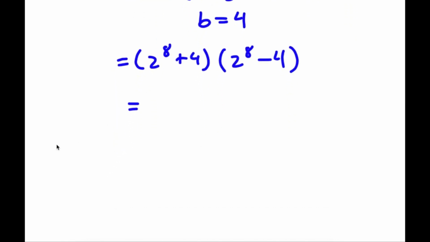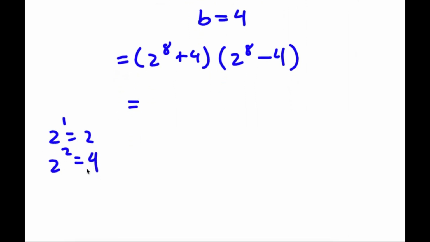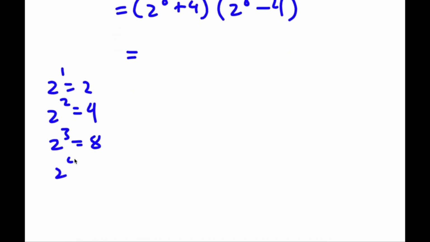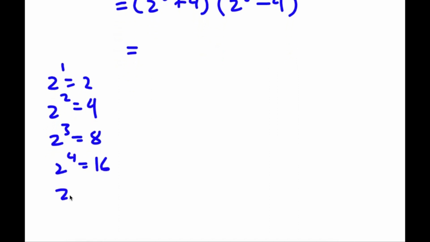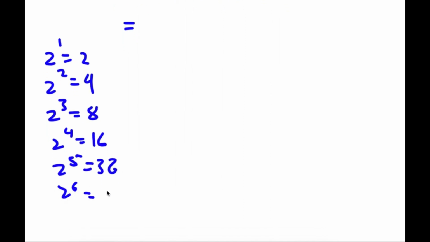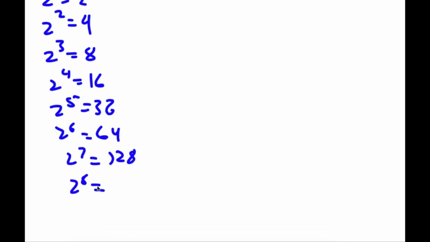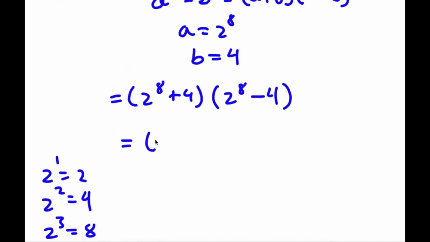Now 2 to the power of 8, well, 2 to the power of 1 is equal to 2, 2 to the power of 2 is equal to 4, 2 to the power of 3 is equal to 8. So as you can see, this just doubles. 2 to the power of 4 is double of 8, 16. 2 to the power of 5 is 32. 2 to the power of 6 is 64. 2 to the power of 7 is double of 64, which is 128. And finally, 2 to the power of 8, this is double of 128, which is 256. So now I have 256 plus 4 times 256 minus 4.